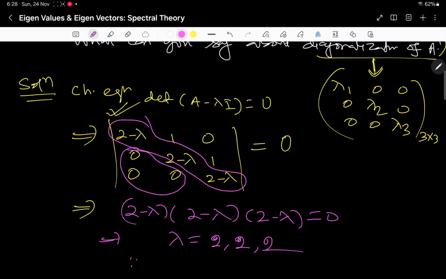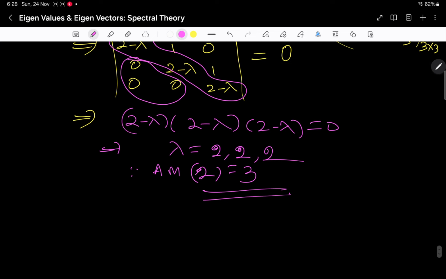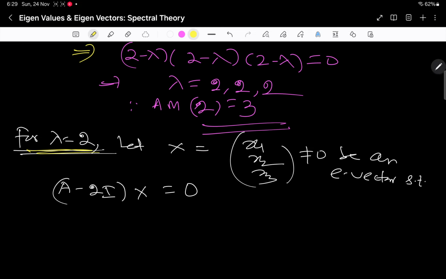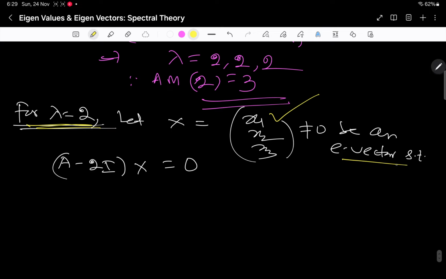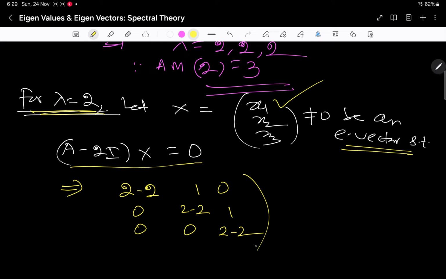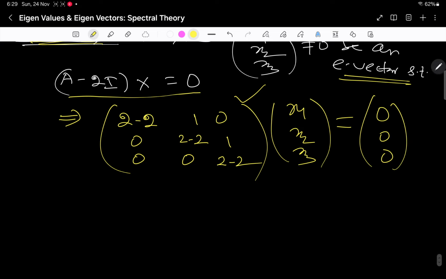So therefore the algebraic multiplicity of 2 is equal to 3. Now you see the eigenvalue is repeated 3 times. So how many eigenvectors we are getting, we'll see now. For lambda equal to 2, let x be an eigenvector. Then A minus 2I into x is equal to 0. That means 2 minus 2 1 0, 0 2 minus 2 1, 0 0 2 minus 2, this matrix into x1 x2 x3, because we are writing it in system of linear equations form.